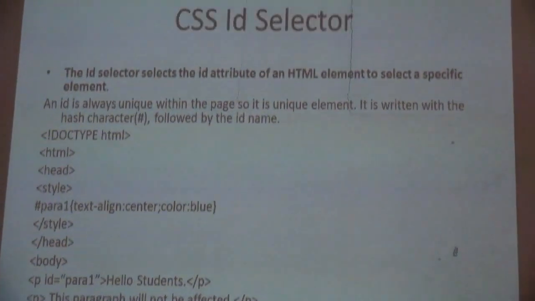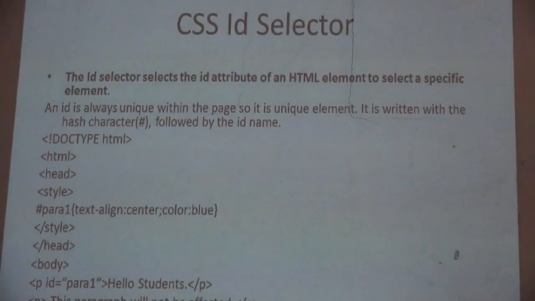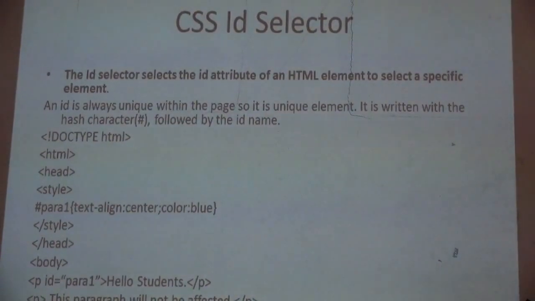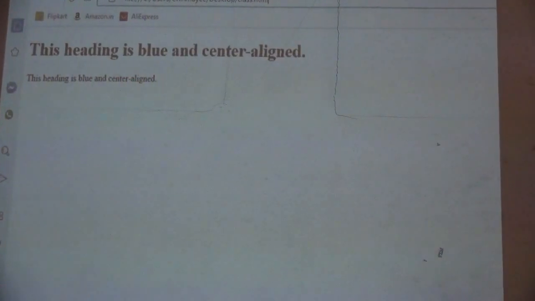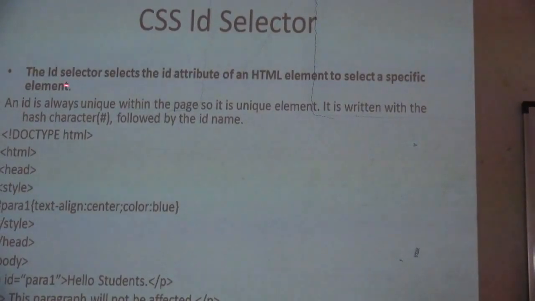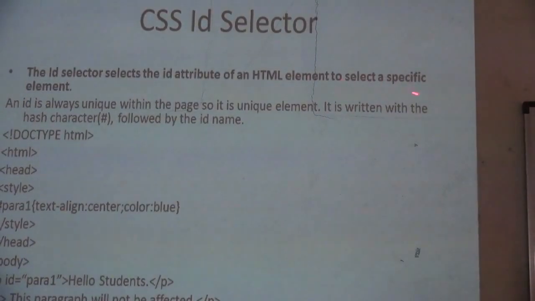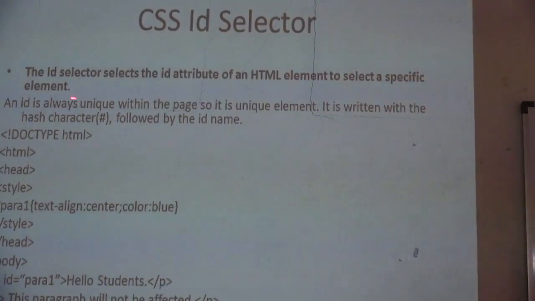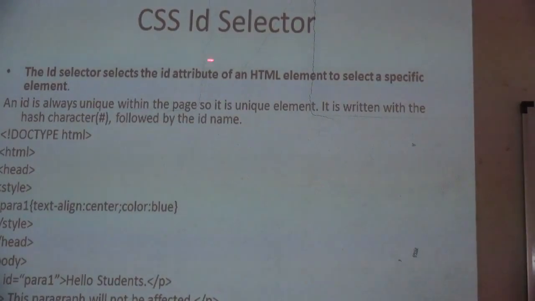Next topic is CSS ID selector. Okay, ID is for identification. The ID selector selects the ID attribute of an HTML element to select a specific element. Okay, if we have to select a specific element, then this ID selector is used with this attribute of HTML, and ID is always unique.